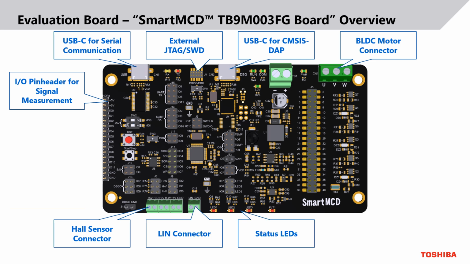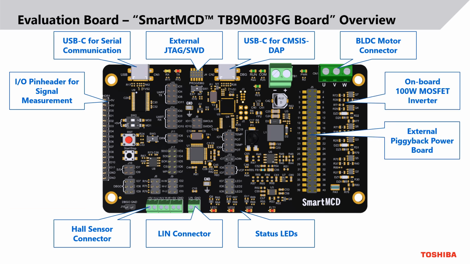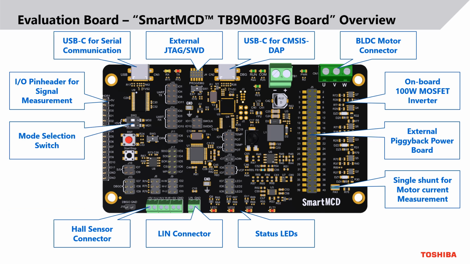On the right side of the board, you will find the onboard power stage and also the external piggyback connector to connect a piggyback board with higher power capabilities. The single shunt resistor for the current measurement is also at this point. Going back to the left side, you will find the mode switch and also the reset button. An additional user control button is also available at this point.